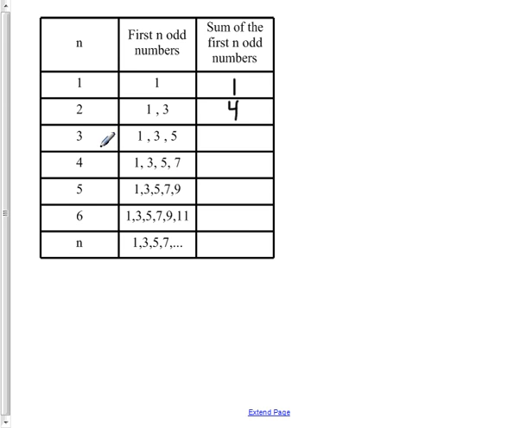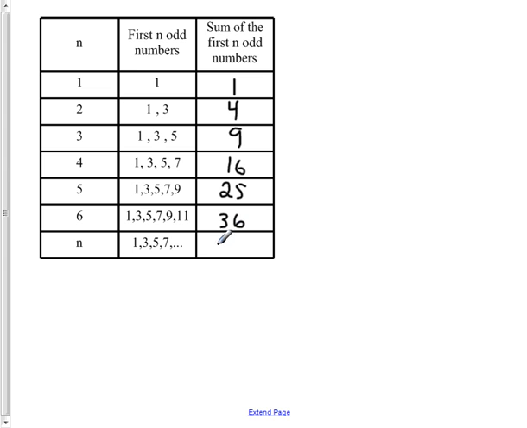Okay, so if n is 3, that means we got the first three odd numbers, 1, 3, and 5. Well, 1 plus 3 is 4, plus 5 is 9. And then we got 1, 3, 5, and 7. Those are the first four odd numbers. That adds up to 16. 1, 3, 5, 7, and 9. That adds up to 25. And then 1, 3, 5, 7, 9, 11. That adds up to 36.